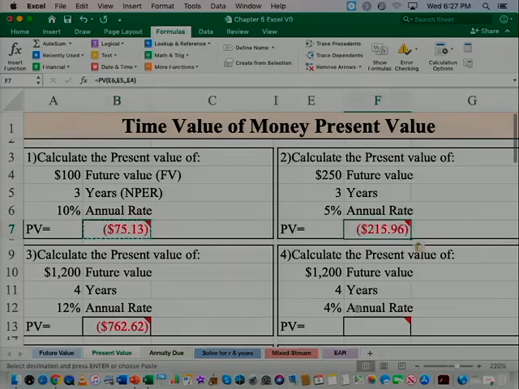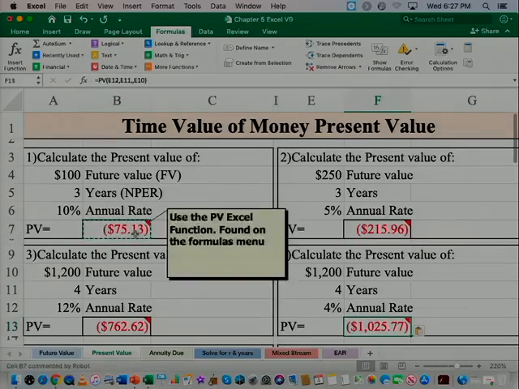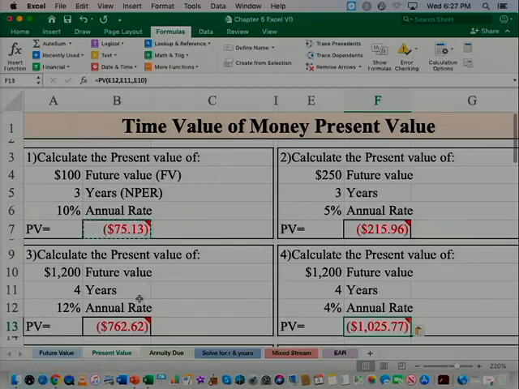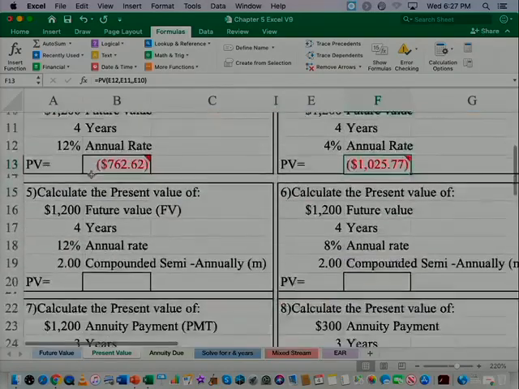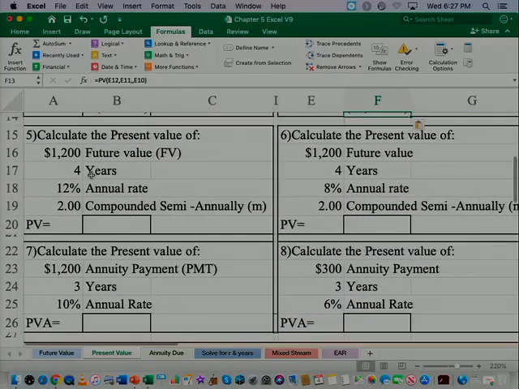I can tell most people walking around have got this correct. 75, 762, 215, and 1,025. So that's the present value, and you see that they should all be smaller than the starting point, because these are single sums. So if you're doing a present value problem in the homework or on the test, and it's a single sum, and your result is larger than your future value, you're using the wrong formula. That's why you could use this spreadsheet once you set it up with these formulas to help you with those homeworks and the exam. Moving on to question 5.